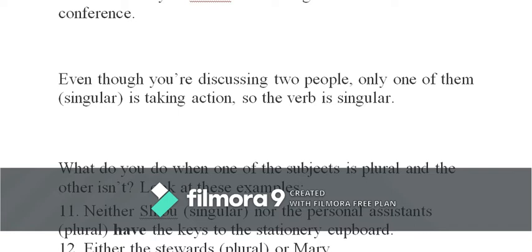For example, assistants are many, so I have used the word have. If it was the personal assistant, I should have used the word has. So the subject which is closer to the verb will be considered for subject verb agreement, and which is far away will not be considered.